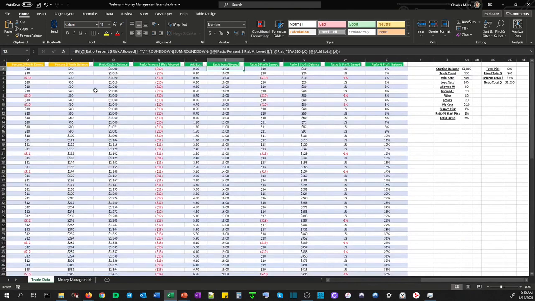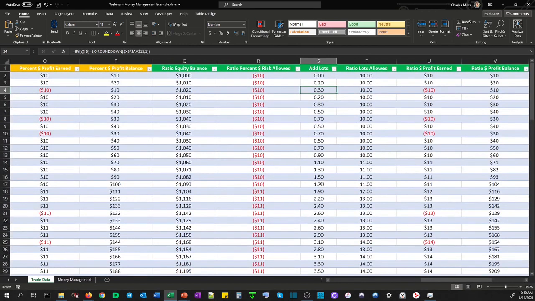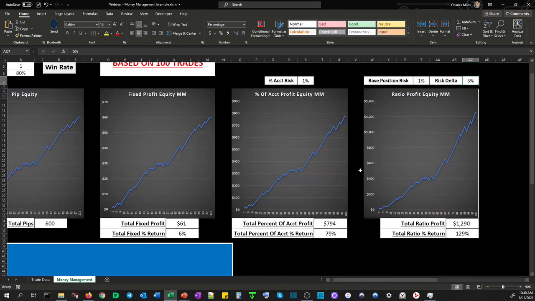Here's the trade data. Every time we make 5%, we add lots. See the add lots column here? Add lots. We add to it. And if we're losing, we subtract from it. Look here, 3.1. This is just for round numbers. So 3. Then we went down to 2. Why? We had a loser. See that? That's what we're doing.